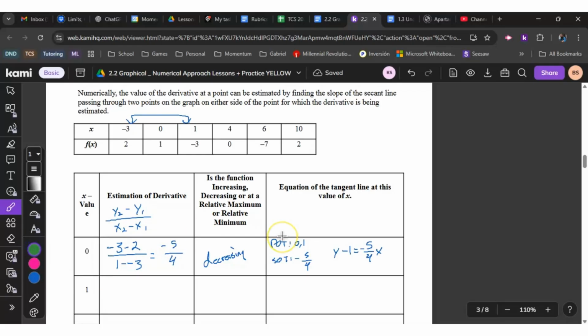All right. Let's keep color coding because it's been fun. If I'm going to estimate the value at 1, I want the two that are closest to it on either side. So let's go with 0 minus 1 over 4 minus 0. I get -1/4. Therefore, it should be what? Decreasing. I'm not going to bother writing POT and SOT this time because we can just look at them. So this one should be y plus 3 equals -1/4 x minus 1.